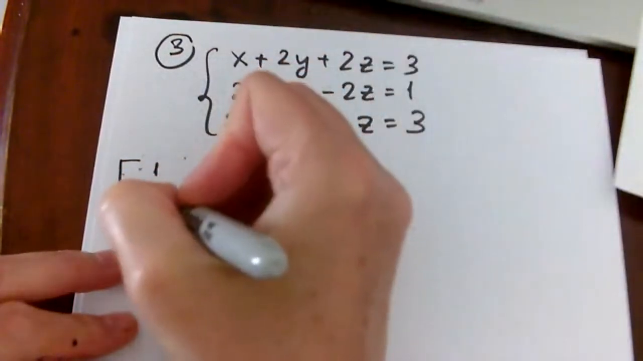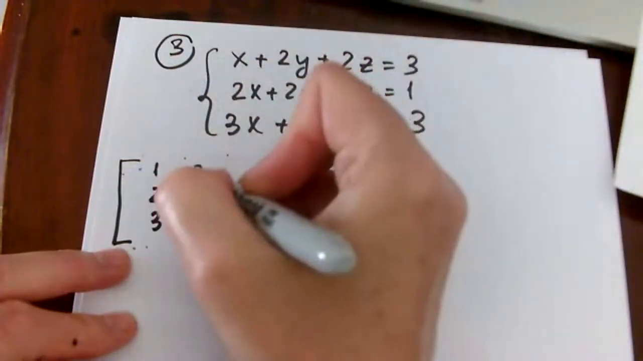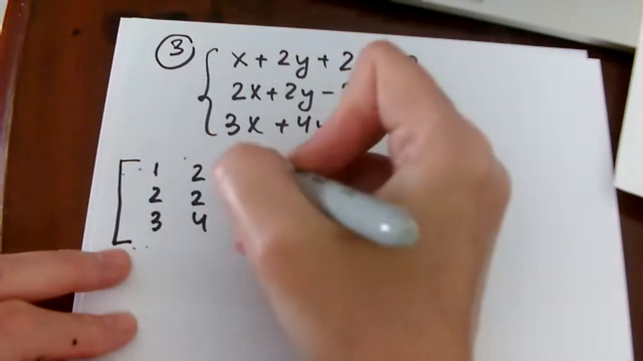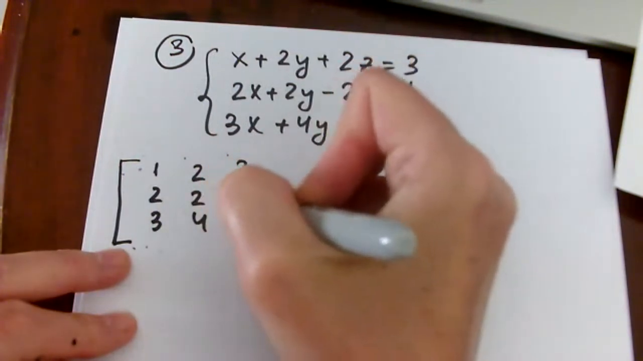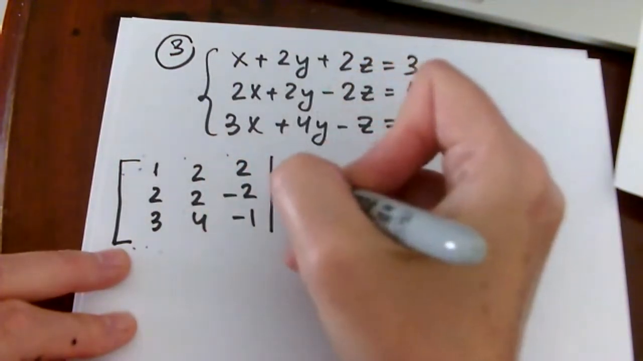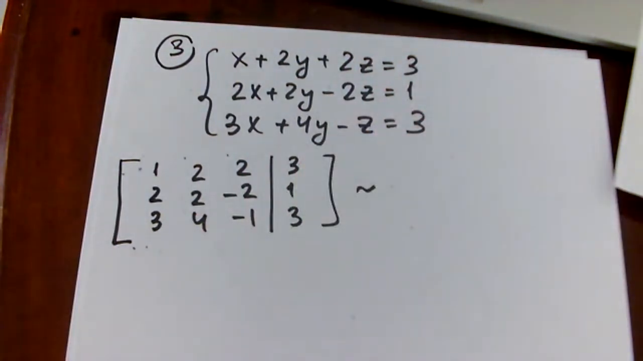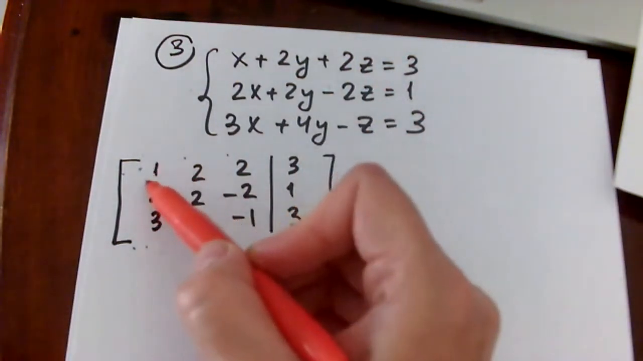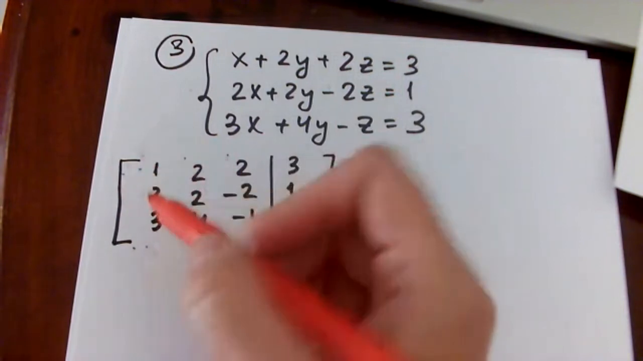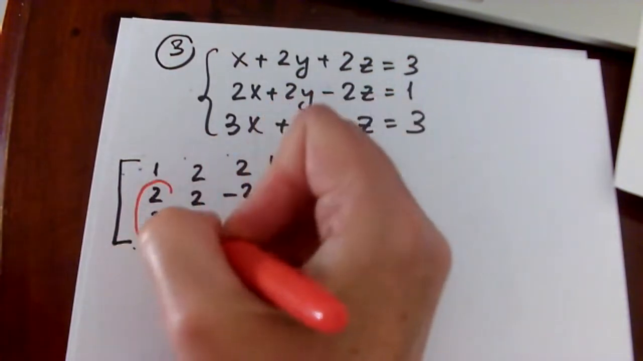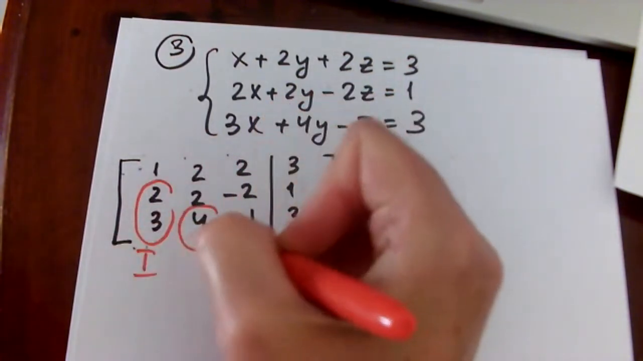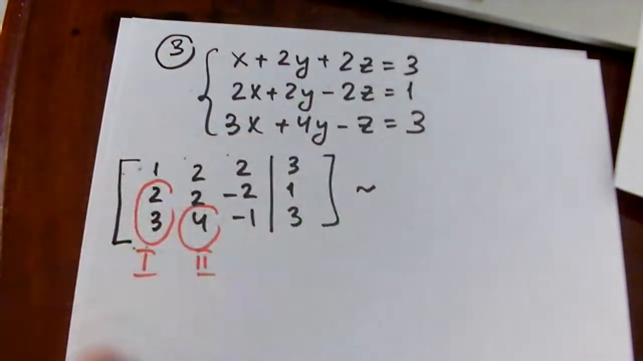The first column is 1, 2, 3. The second one, 2, 2, 4. The third one, 2, minus 2, minus 1. And the right-hand side is 3, 1, 3. Okay. So we are happy again. We are lucky again, I thought. We have a 1 here. We don't need to worry about this guy. So this is going to be our first step, and this is going to be our second step, as usual.